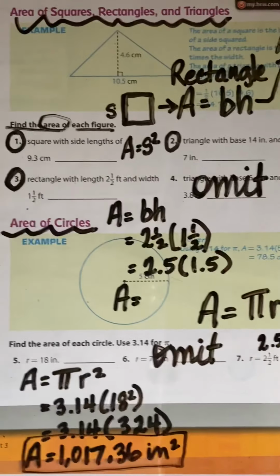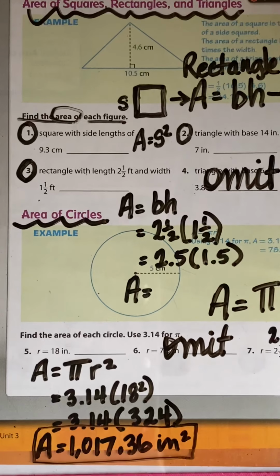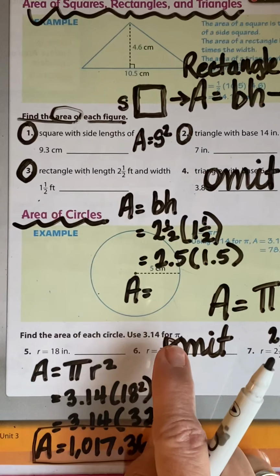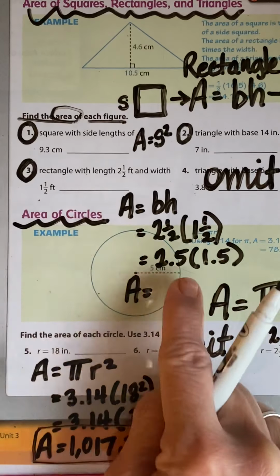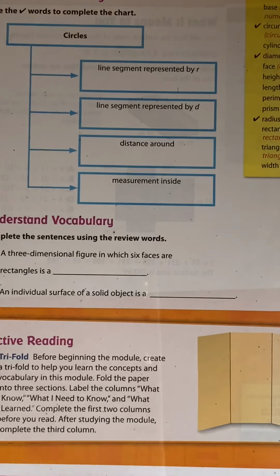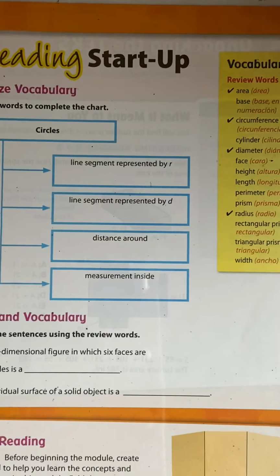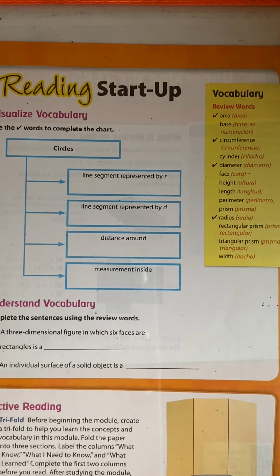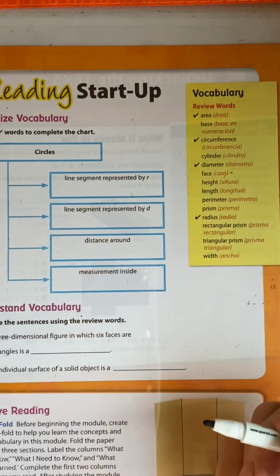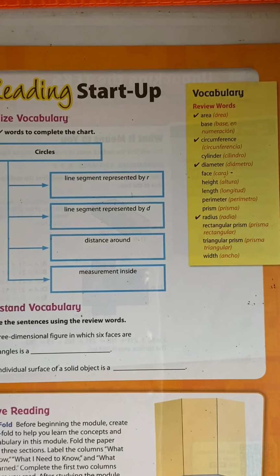Finish it. That's how fast and easy your homeworks have been. And number 3, base times height for a rectangle's area. 2.5 times 1.5. Work them. Get them done. Then flip the paper or go to the next page to reading startup. It says to use the check mark words for the model or the chart for circles.